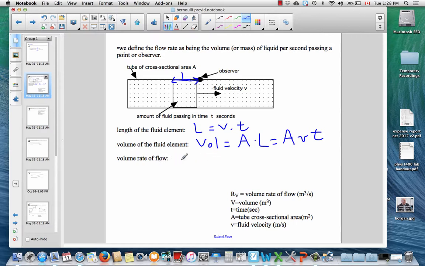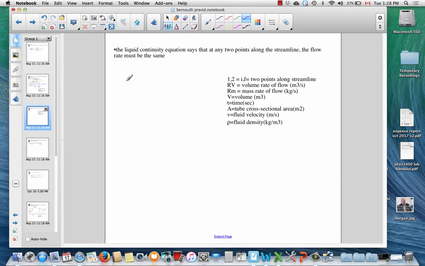So the volume rate of flow, we said, was the amount of volume per unit time, and we see that that is going to depend on, after we divide by time and cancel out the t, the cross-sectional area and the speed of the flow. So what our continuity principle tells us is that at any 2 points, this volume rate of flow has to be the same. So we'll introduce a symbol, rate of volume flow.